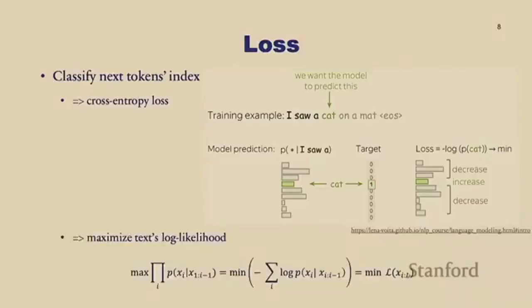One thing to notice is that this is just equivalent to maximizing the text log likelihood, because you can rewrite the max over the probability of this autoregressive language modeling task as the minimum over, with the log added and a minus sign, which is the cross-entropy loss. So minimizing the loss is the same thing as maximizing the likelihood of your text. Any questions? Okay.